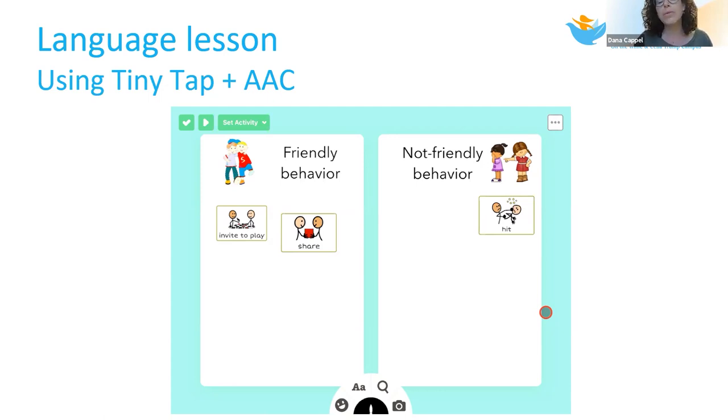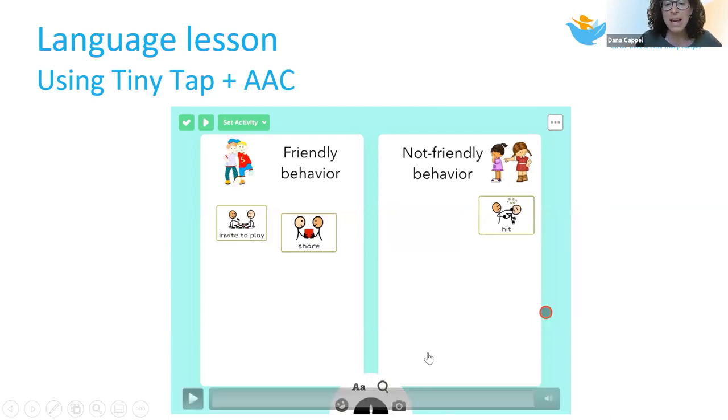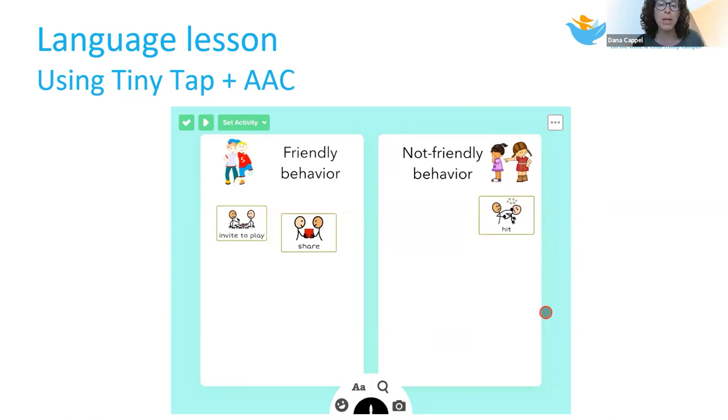So this is an example of a lesson where the children, it's a social lesson. They're learning about friendly and non-friendly behavior, but it's also a language lesson because they're learning the vocabulary. So for a girl like Rhea who speaks, she also has a language delay. So these kinds of supports will also help her build her vocabulary and her expressive language. So in this activity, they need to categorize. This is essentially a worksheet where they pick the words and categorize.